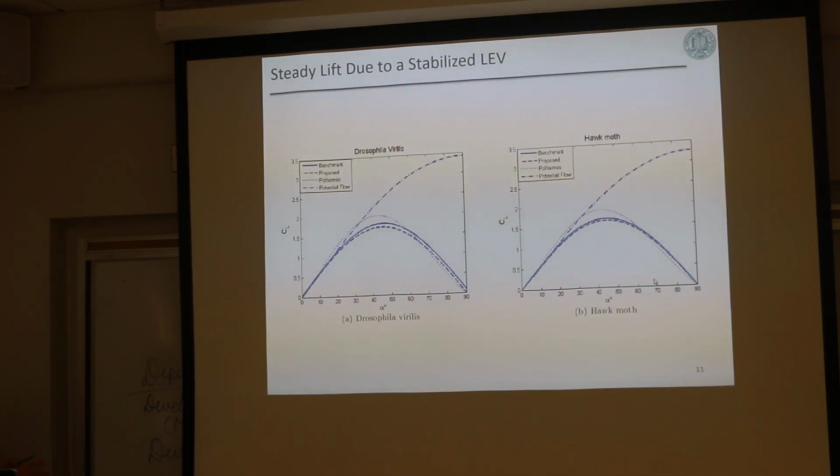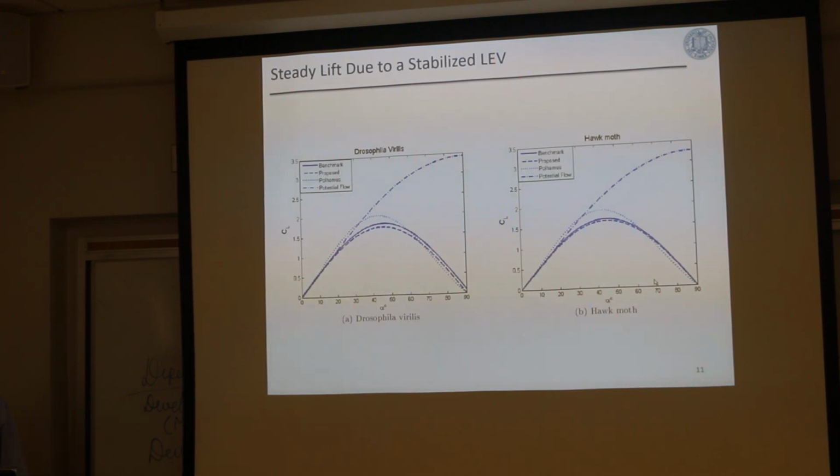So at any rate, we know now the steady lift due to a stabilized leading edge vortex, but this is not sufficient. We will know why in a minute. But any questions so far? We know the steady lift coefficient due to stabilized leading edge vortex. Any question about that so far?